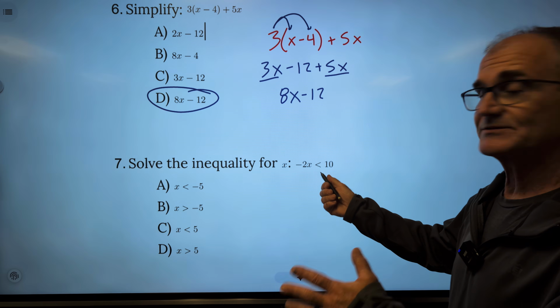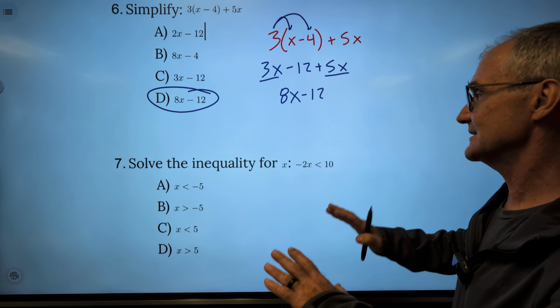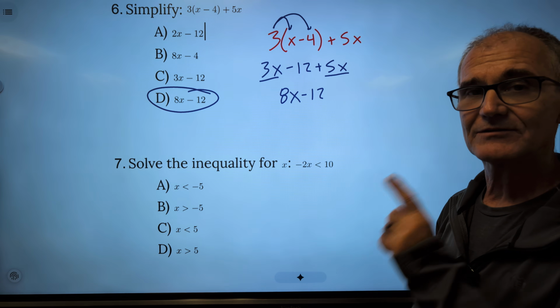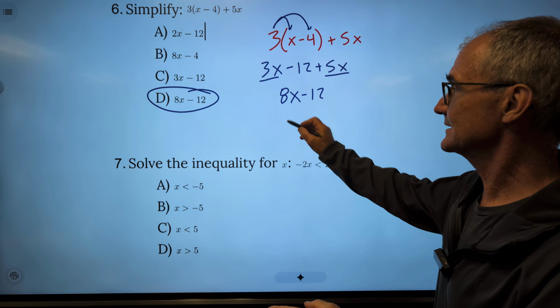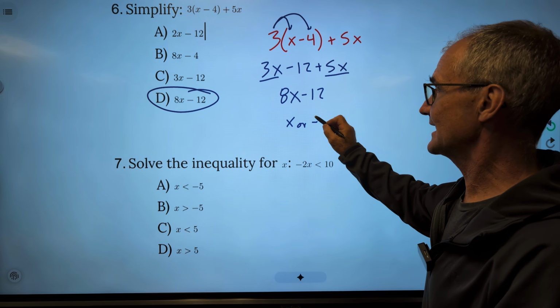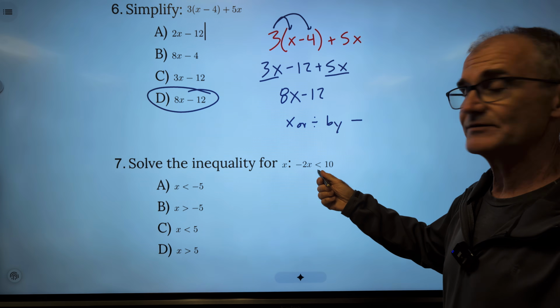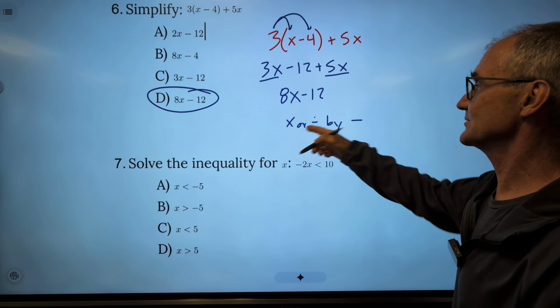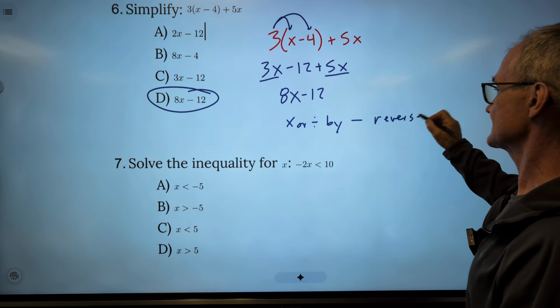This thing looks hard because it's an inequality, not an equation, but you do everything the exact same. However, there is one trick to inequalities. When you multiply or divide by a negative, you reverse the sign.